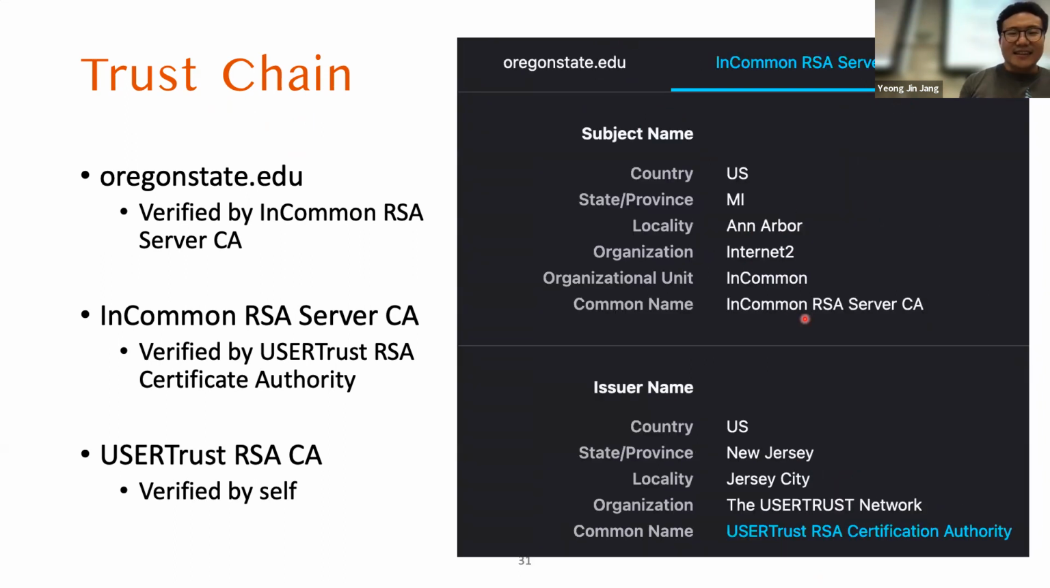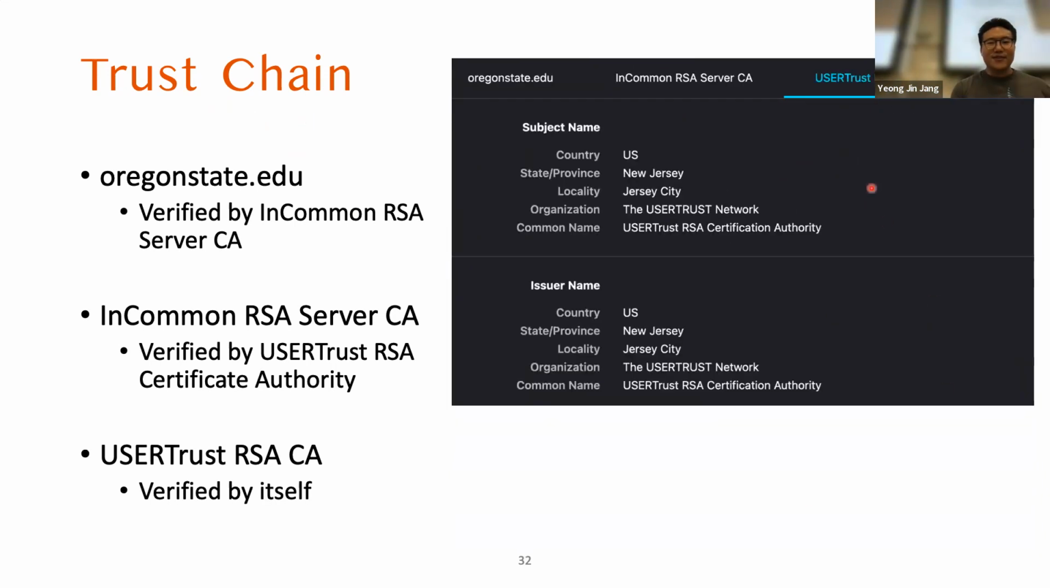That is assured by USERTrust Network. So another company assures InCommon RSA. Then what about the USERTrust RSA Certification Authority? The subject name is USERTrust. The issuer name is USERTrust. Do you want to trust them? The certificate itself is signed by them. So it's something like they generate their own ID. And then the real internet works like this.